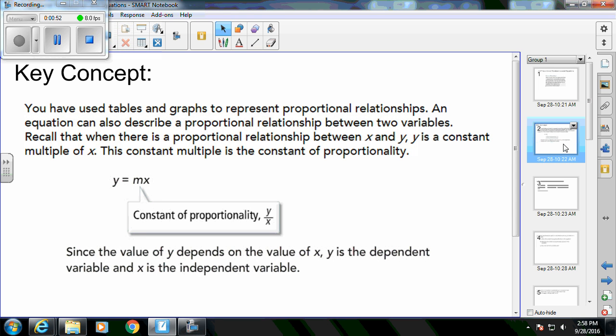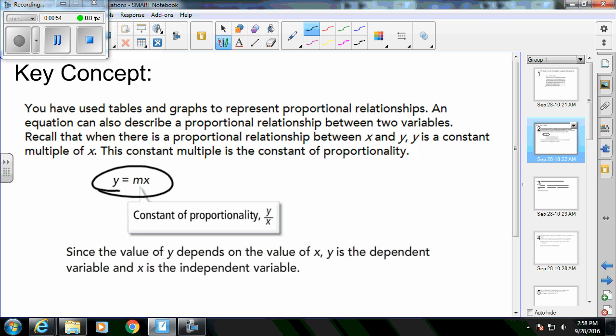So if we have the equation y equals mx, if I divide both sides by x, the x's simplify, and I get my constant of proportionality to be y over x. And if you recall, when we had tables, to see if the information in the table was proportional, we kept dividing y over x to see if we got the same constant. And if we did get the same number, there was a proportional relationship. So now we're going to work backwards.